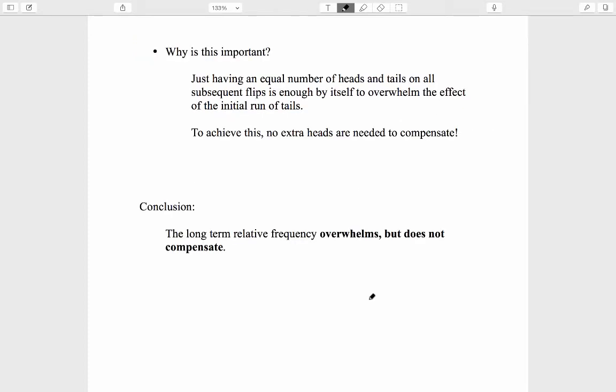What's the conclusion? The conclusion is that the long-term relative frequency overwhelms but does not compensate. This is why the gambler's fallacy is a fallacy. There's no such thing as the coin had an excess of tails, so now it's due for an excess of heads to compensate. Understanding that the gambler's fallacy is a fallacy, and understanding why it's a fallacy, is part of your education. Everyone should know this, because it is such a common misperception, and people make real mistakes on account of it.